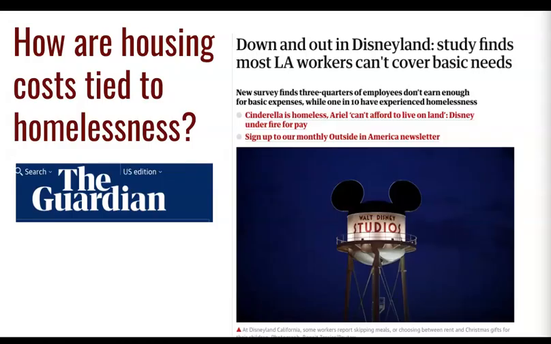So for instance, I might be really interested in what's creating the problem. So I might choose to explore how housing costs are tied to homelessness. This is an article from The Guardian about Los Angeles in particular and Disneyland workers. So Cinderella is homeless, Ariel can't afford to live on land. So Disney's been under fire for their pay. 1 in 10 Disney employees have experienced homelessness because of low wages.